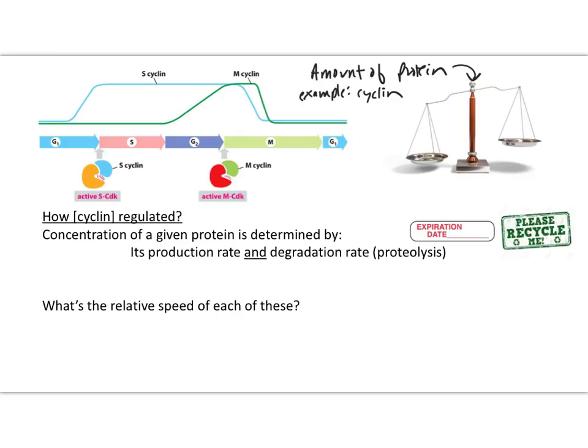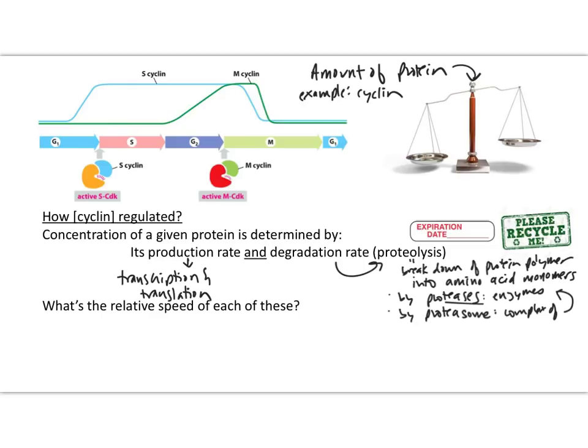So the two things that determine how much protein is present in a cell at a given time are, first off, its production rate, and secondly, that particular protein's degradation rate, in other words, proteolysis. The production rate is largely a function of transcription, because transcription will determine the amount of translation. So both of these things need to happen to produce proteins.